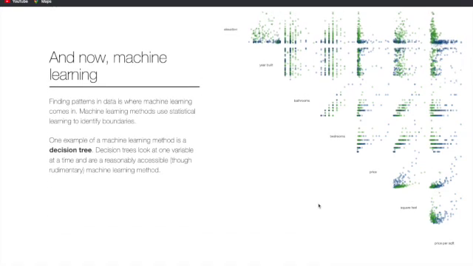And now it's time to build a machine learning algorithm. Finding patterns in data is where machine learning comes in. Machine learning methods use statistical learning to identify boundaries. One example of a machine learning method is the decision tree. A decision tree looks at one variable at a time and is reasonably accessible.